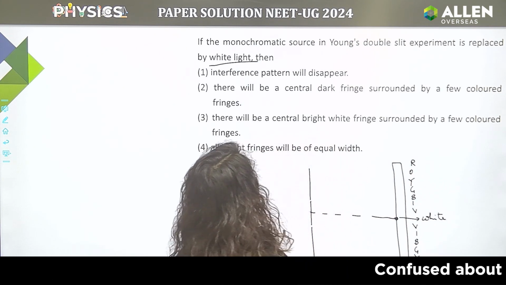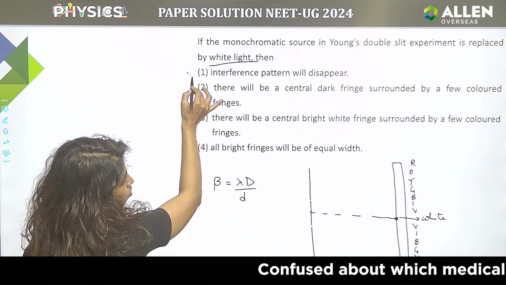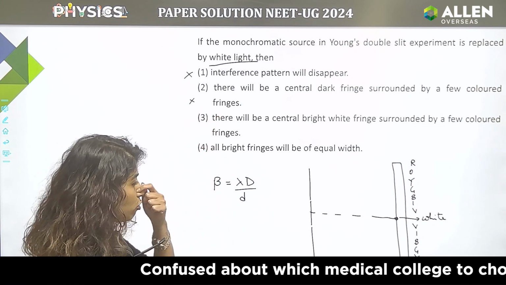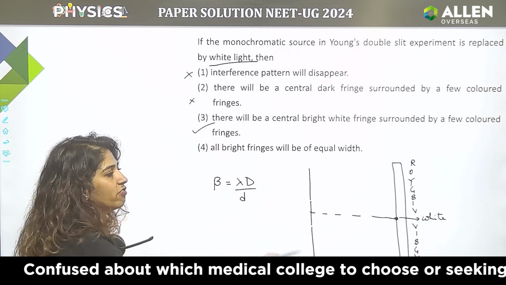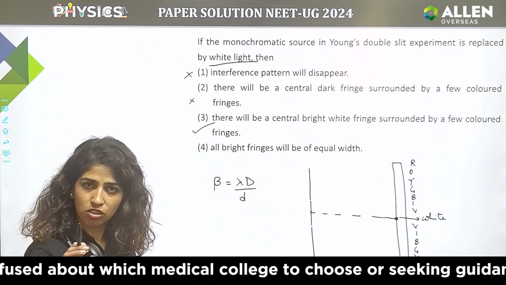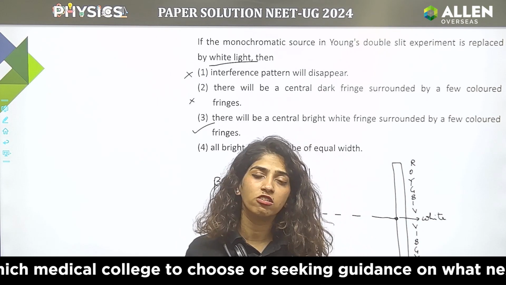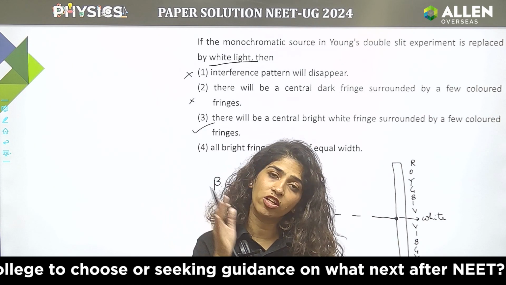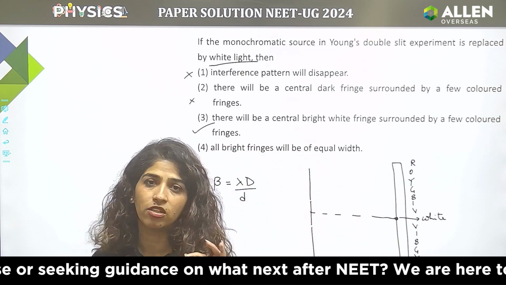Now if you look at the options, interference pattern will disappear, no. There would be central dark fringe surrounded, no. There would be a center bright white fringe surrounded by a few colored fringes, which is correct. Why is there white light at the center? Because for all the 7 colors, the path difference would be 0 at that same point, and all the 7 colors overlap at that point, making that point visible as white light.